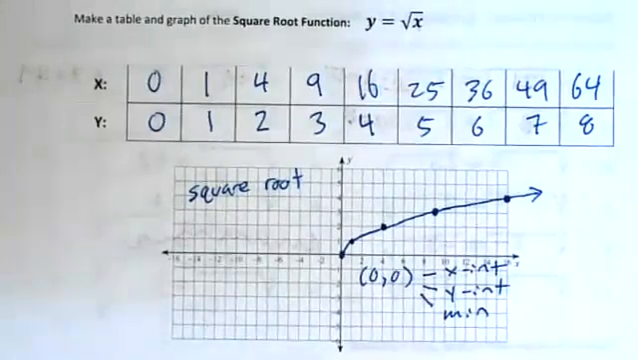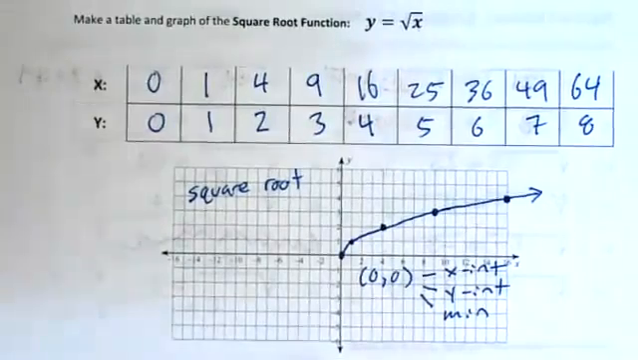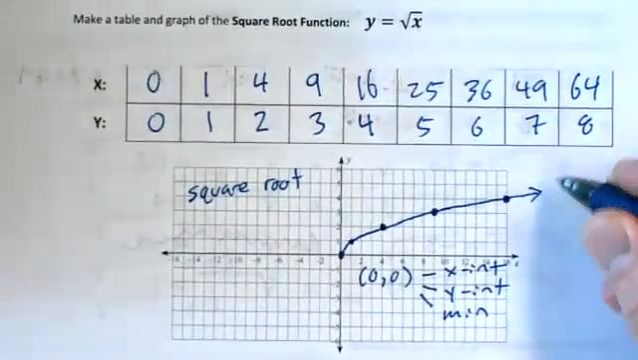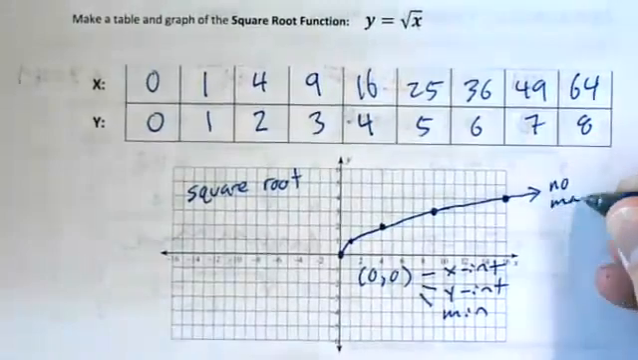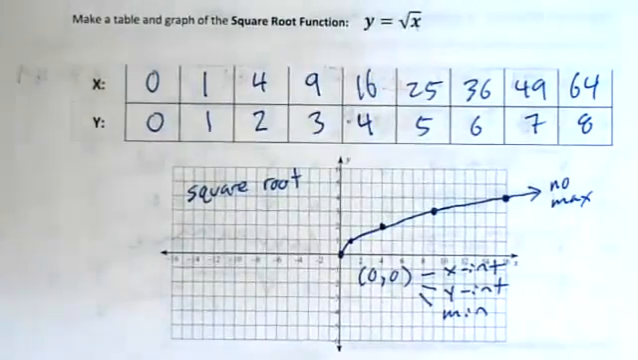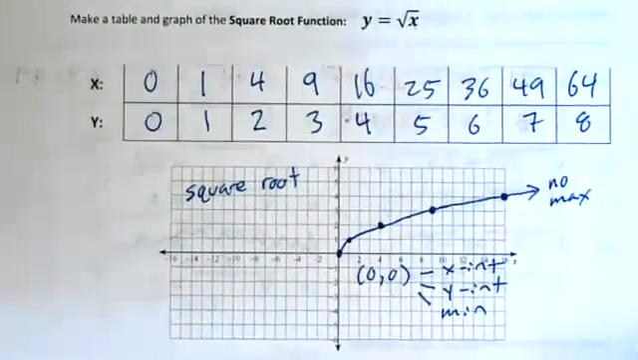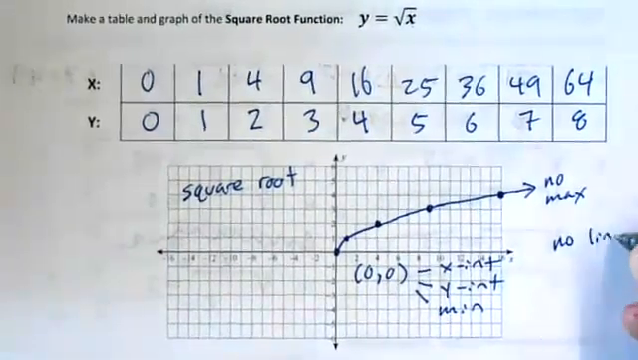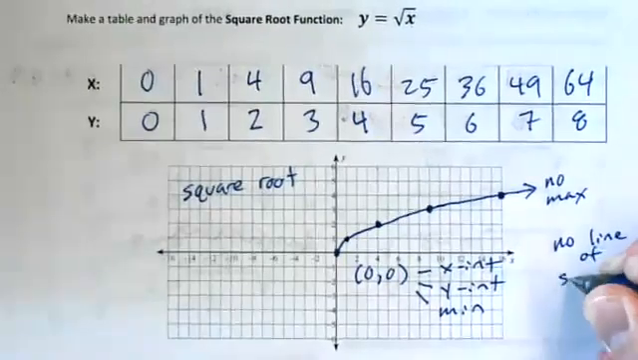How about a maximum? No max, because it would keep going up forever and ever. So we're going to write no max. Symmetry? Any line of symmetry? No. No line of symmetry.